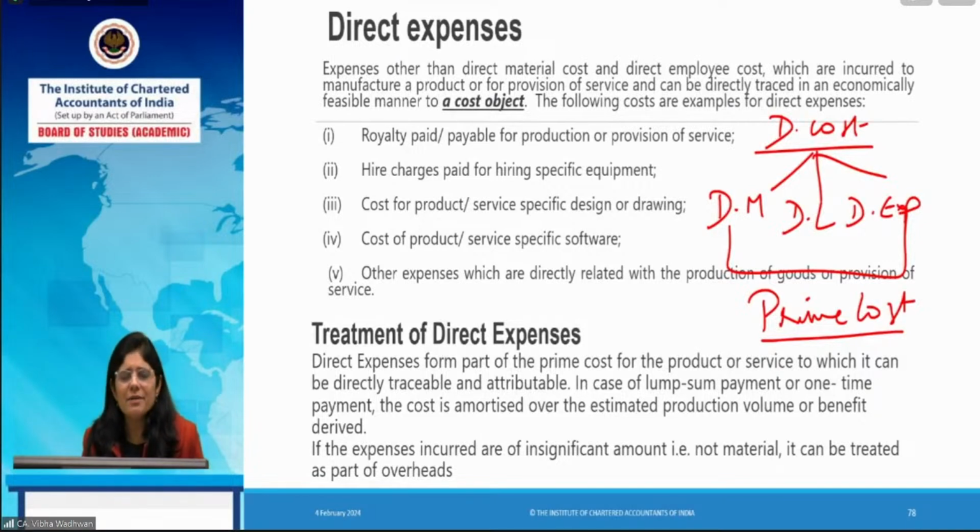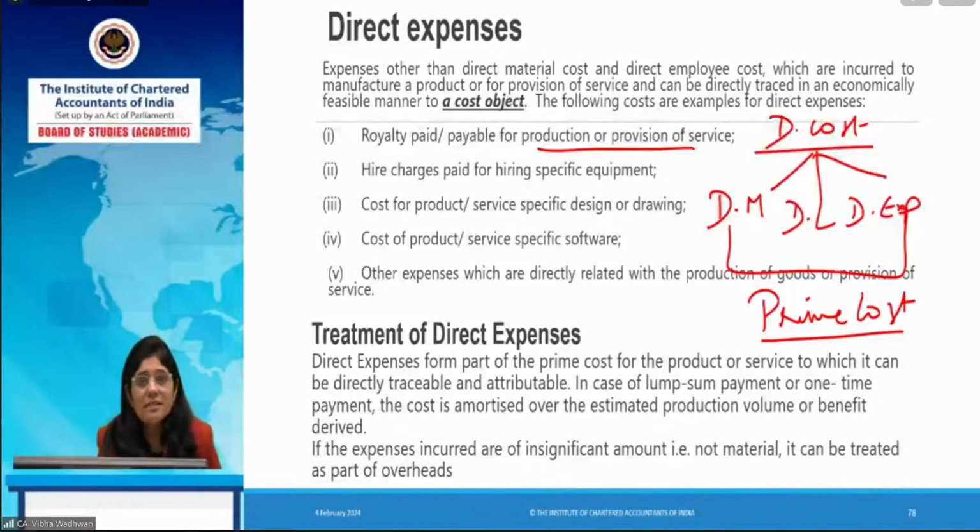Again, as with direct material and direct labor, direct expenses are also directly attributable to a product. Whatever product, machine or job you are working on, if the expense is directly incurred on it, that means no other product or job is sharing that. Clear? So if you are making two jobs, any exact direct expenditure incurred just for that job, just for that product, is a direct expense. So royalty paid for production, all right?